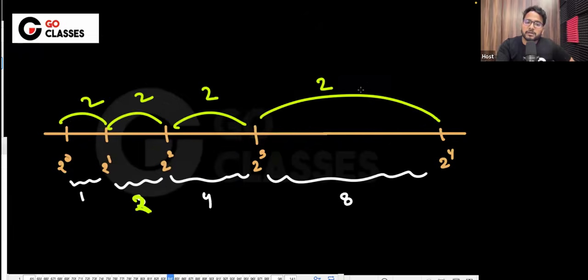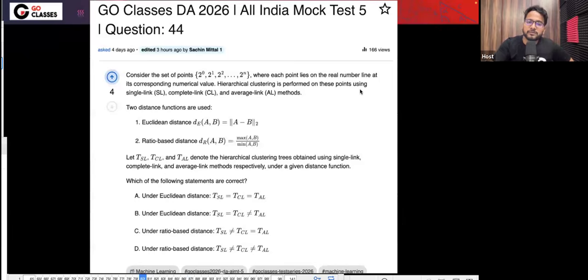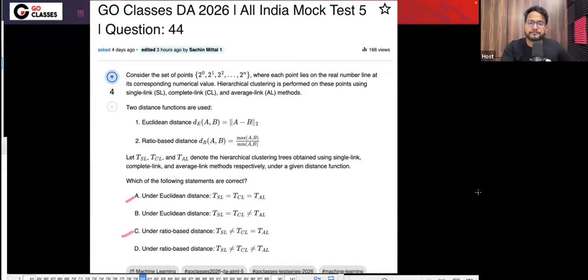So in Euclidean distance, everything will be same. Under Euclidean distance, everything is same. So A is the answer. Under ratio based, these two will be same. Okay, this is guaranteed, right? So C is the answer, right? Which of the following statements are correct? So this is correct. Okay, I mean this may or may not happen. So you can say that it depends on the implementation. Maybe not equal also. Okay, great.